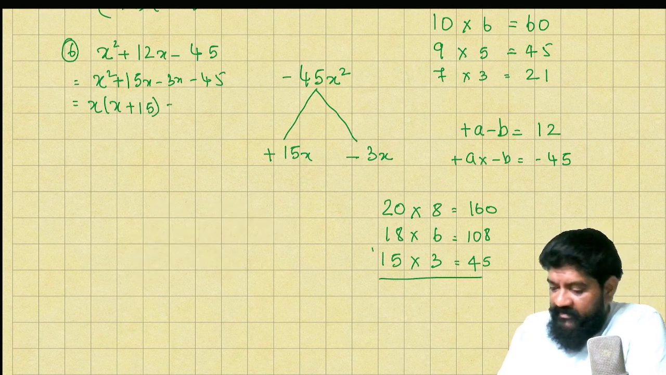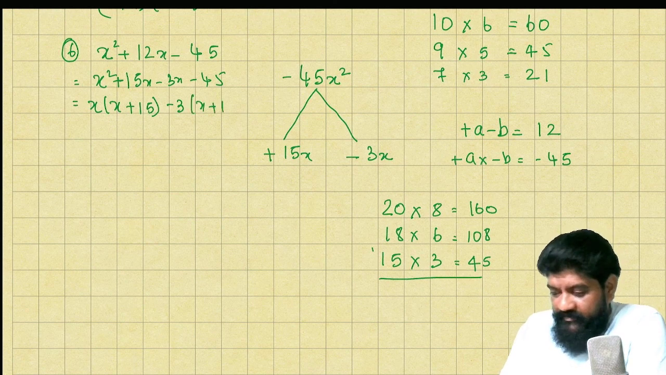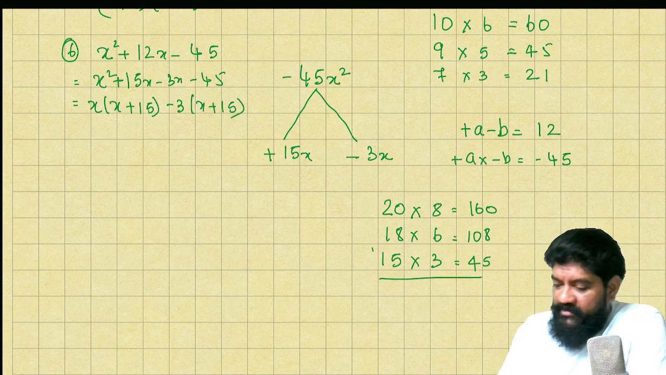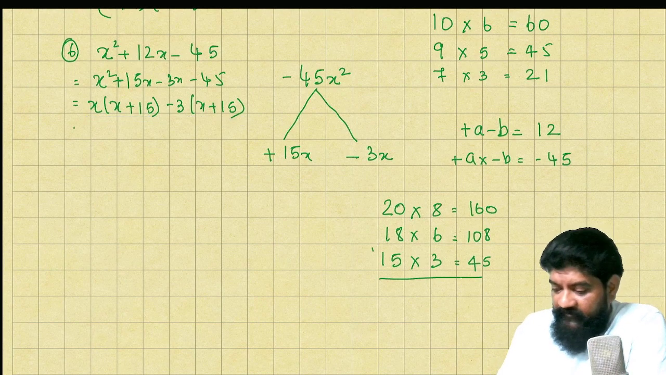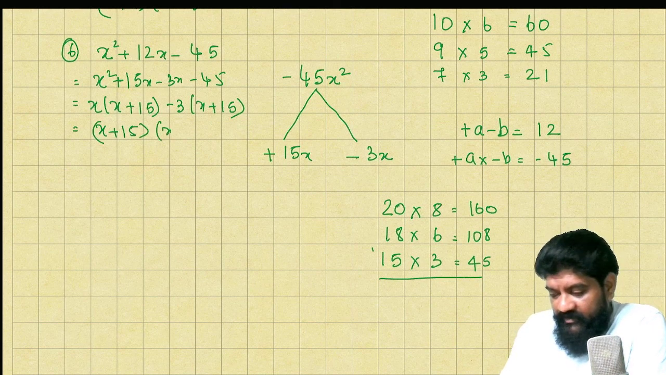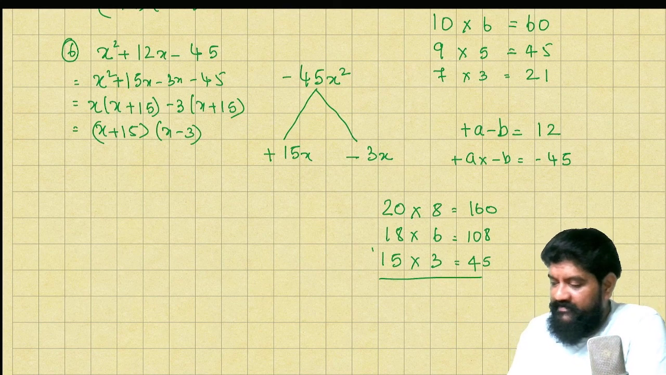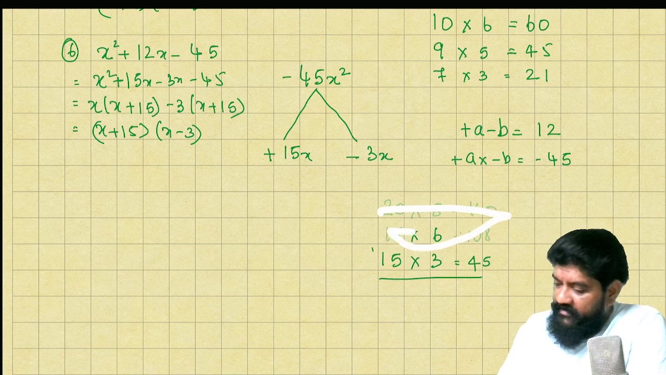So this can be written as that. Now from these two terms, I can see that x plus 15 is a common term. I can take that out common. If I did that, I will now remain with x minus 3, and the factorization is complete. Next.